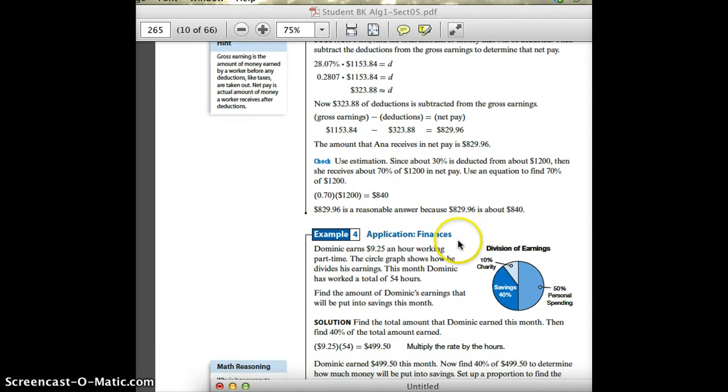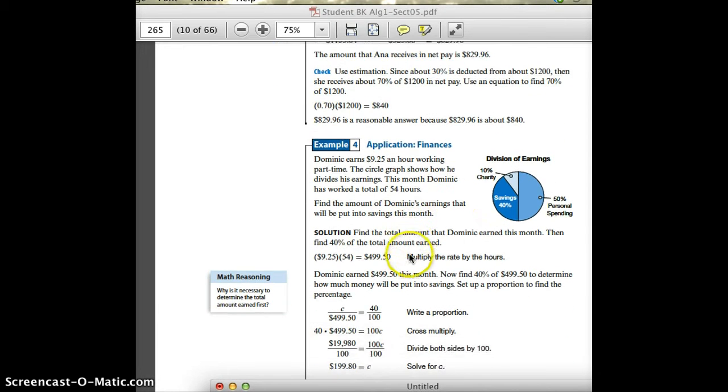Right. Okay, finances. You always ask me, well, when are we going to use this? When are we going to use this? Well, finances. This is an excellent example of when you would use math. Dominique earns $9.25 an hour working part-time. The circle graph shows how he divides his earnings. This month, Dominic has worked a total of 54 hours. Find the amount of Dominic's earnings that will be put into savings this month.